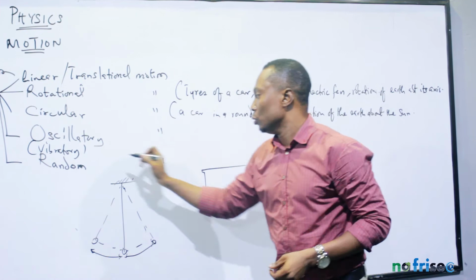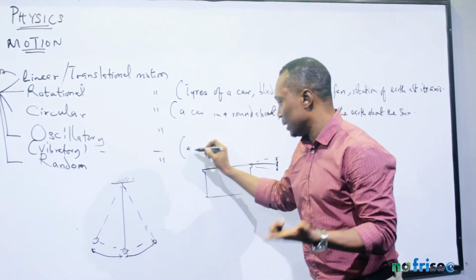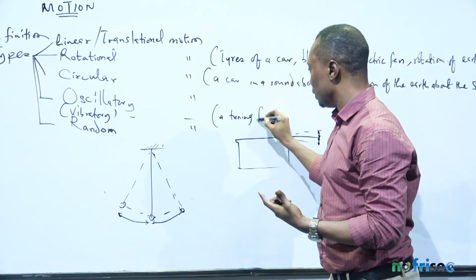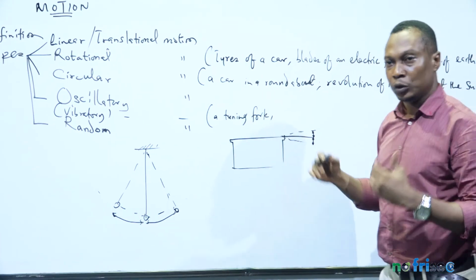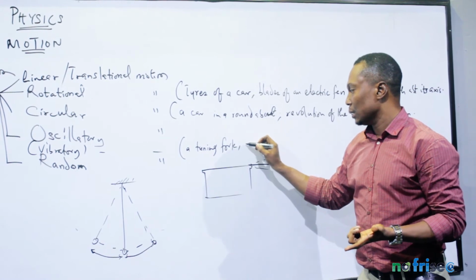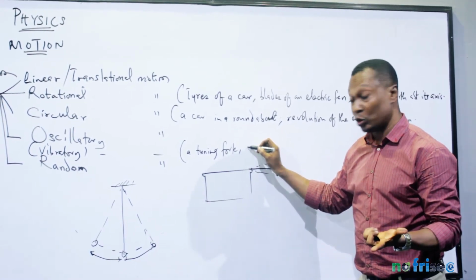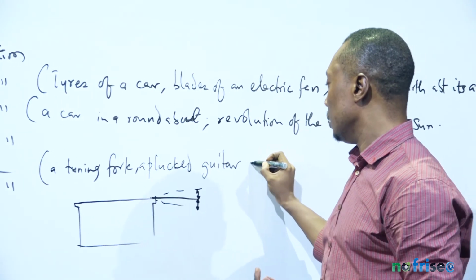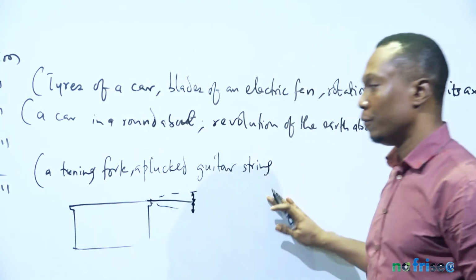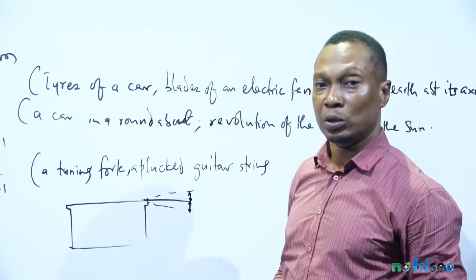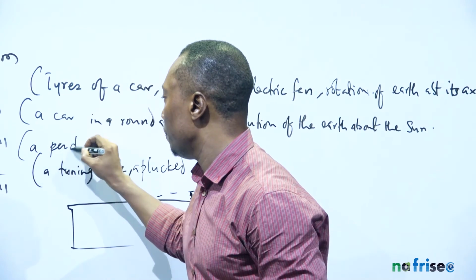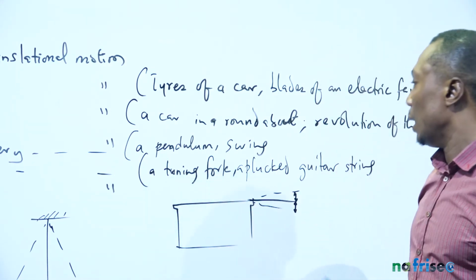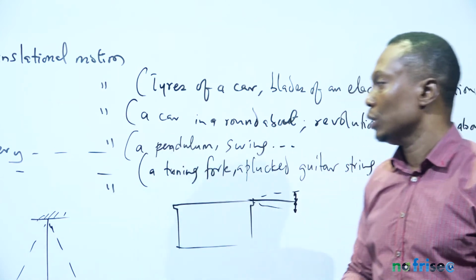So for vibratory, you could say as an example a tuning fork in vibration. Some people don't know tuning forks. For the sake of this discussion, we'll just list it. We'll come to discuss it in future classes. Talk about a plucked guitar string, which would be a very good example of a vibratory motion. But let's cite examples of oscillatory motion. Talk about a pendulum. We talked about a swing earlier on, a playground swing, and so on. These are examples of oscillatory motion and the vibratory motion.